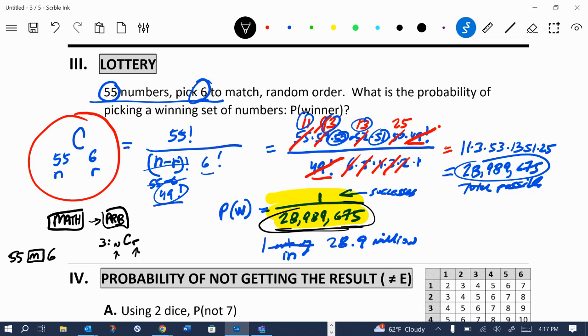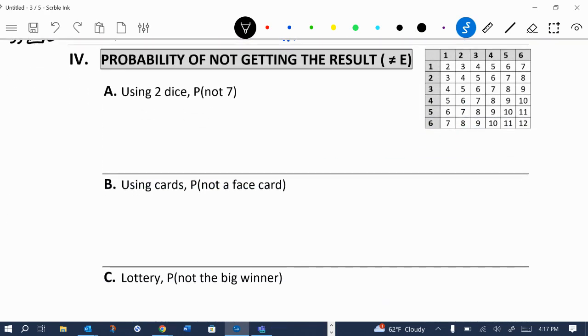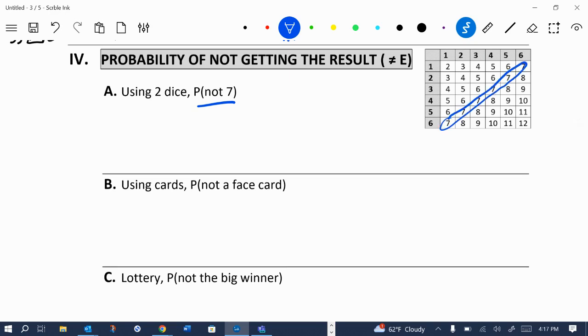Now, next, let's look at the probability of not getting a result. And that's where it's just going to be like an opposite thing. So this says not 7. We're using 2 dice. These are the 7s. It's all of the others. So 2, 3, 5, 6. So all of the others is 30 of them out of 36. And now if we divide both by 6, we get 5 over 6.